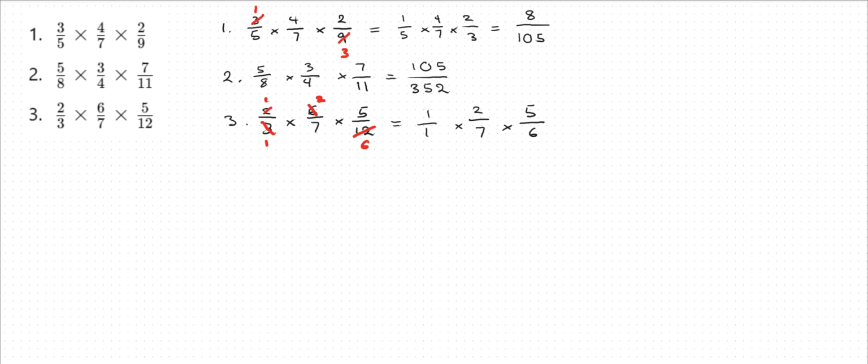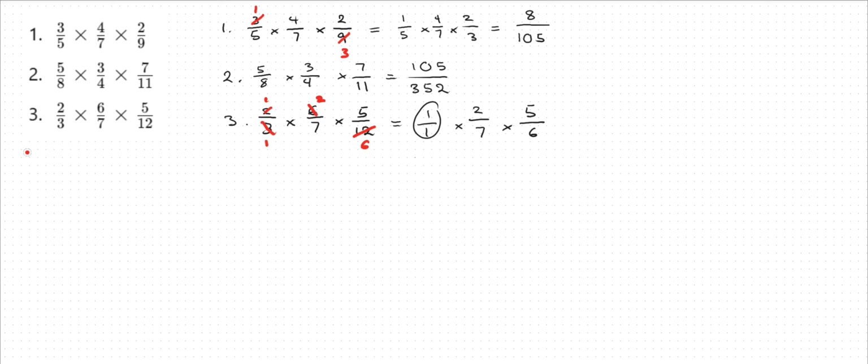Now, what we have to realize from this particular situation is that this 1 over 1 here is just 1. And 1 times anything doesn't affect it. So in reality, what we've done is we've changed this fraction problem into being just equal to 2 over 7 multiplied by 5 over 6. And again, we can have a look at this problem and see if we can simplify it any further at this stage, which we can.